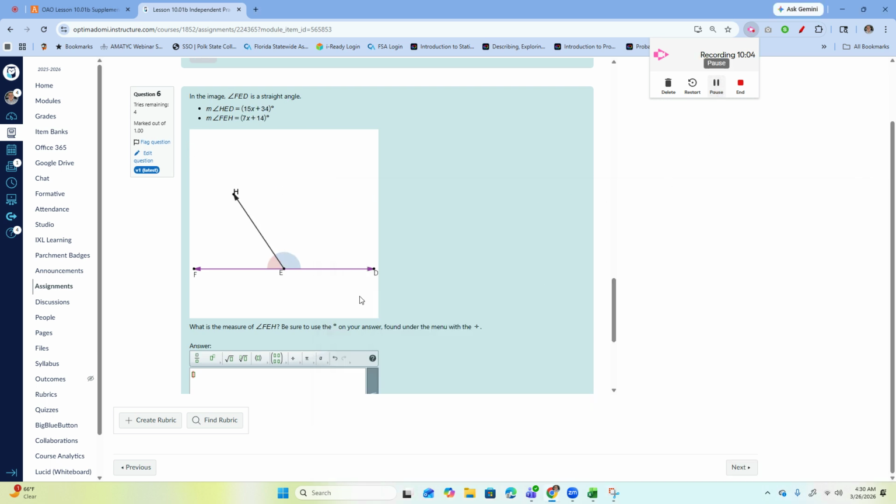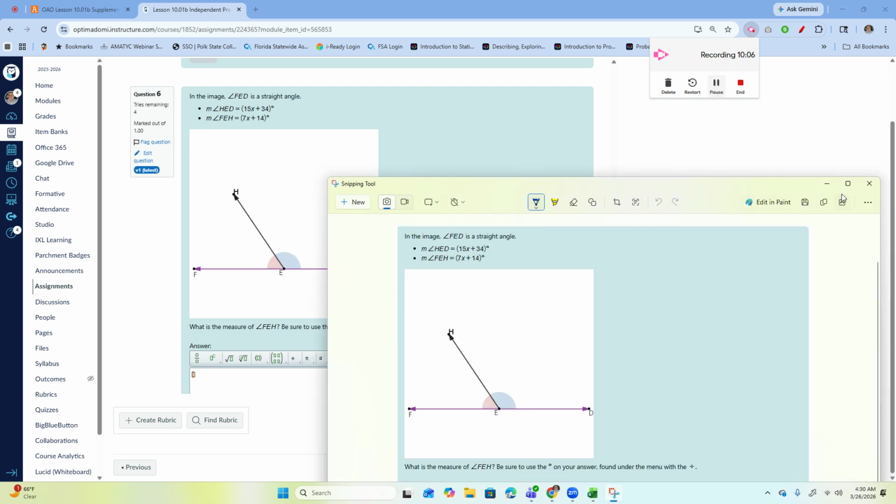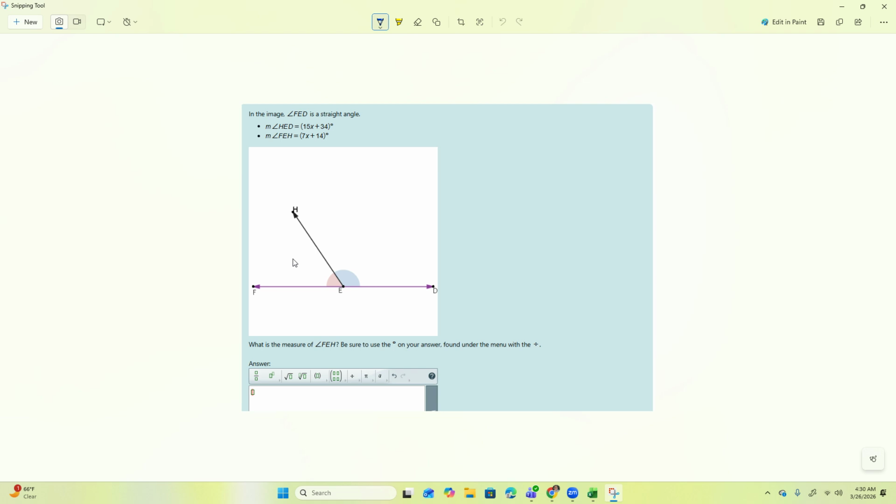Here's the last problem, problem number 6. Same idea. They gave me two angles that are supplementary, which means that they are equal to 180 when you add them up. Or if you look at the picture, you can see that these two angles are on a straight angle. Straight angle means 180 degrees.